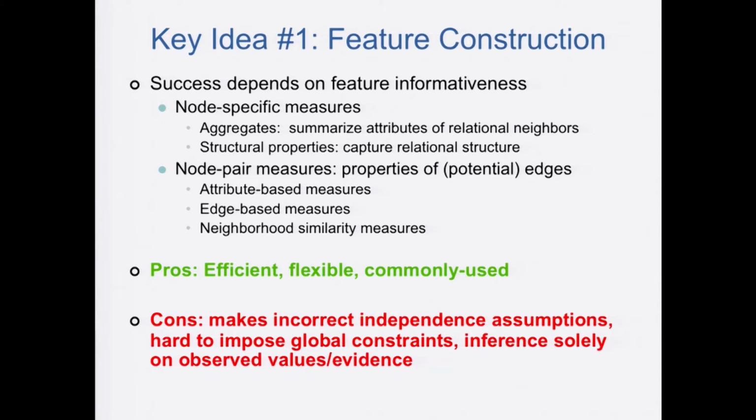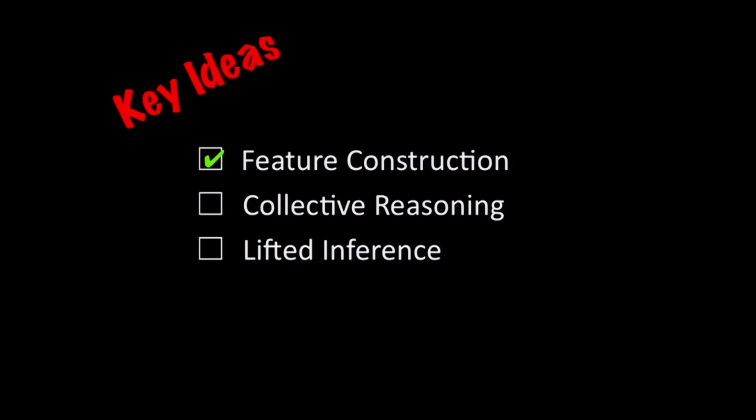But the con is that flattening process. You've made incorrect independence decisions, and there's other issues as well, but by making these independent decisions, you can't have one depend on another. And that's the next idea that I want to talk about, collective reasoning. And let me go back to the examples from before and try and illustrate it there.